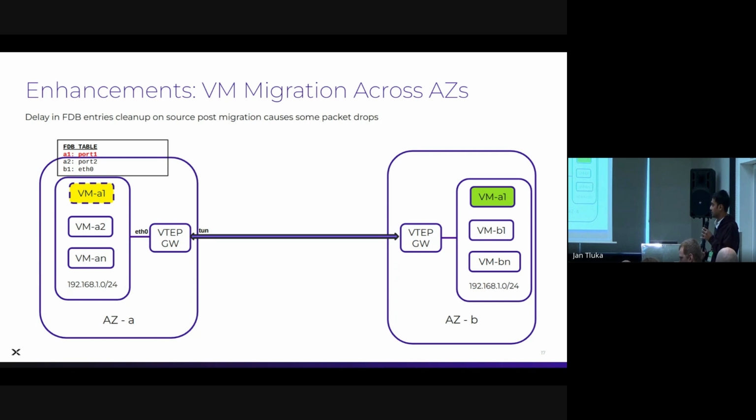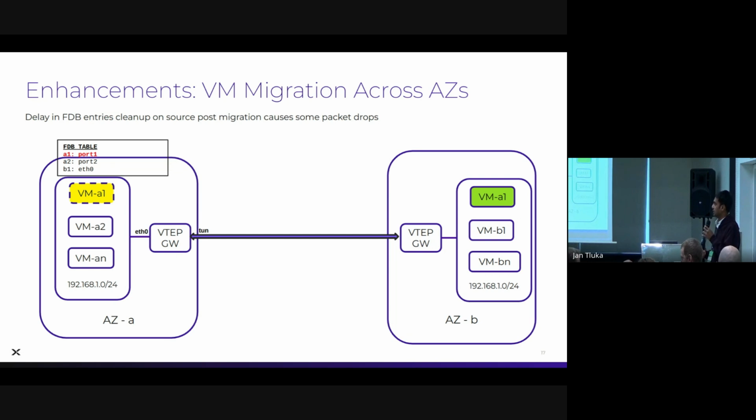Here the problem is on the source side. Once the migration is complete, the CMS will take some time to clean up the records, the interfaces on the source side. Till then, the entries learned in the FDB table of the OVN on availability zone A still point to the old location. They are stale, basically not evicted yet.